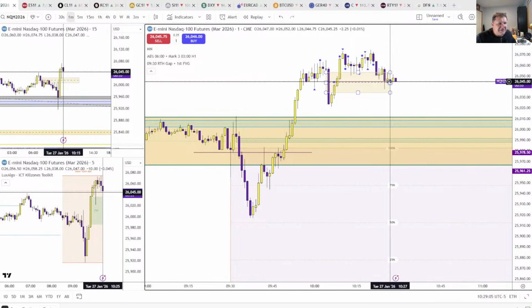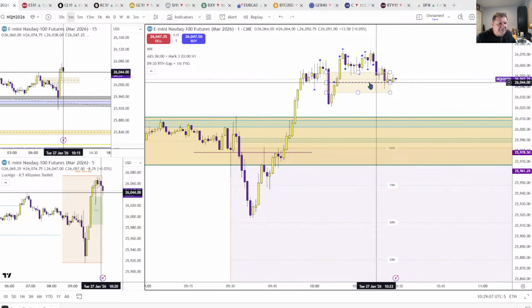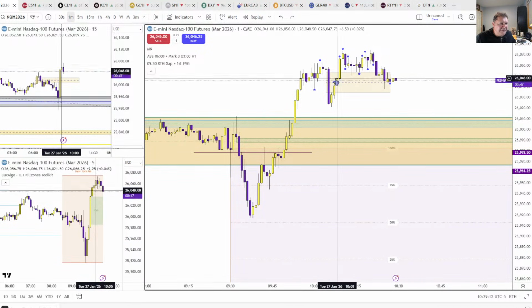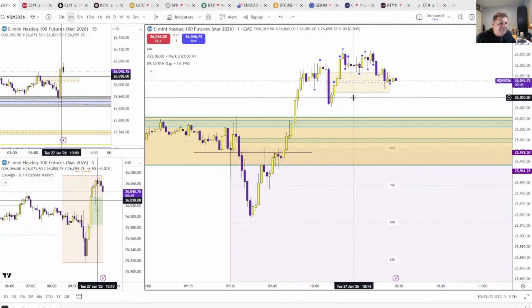So there's the mean threshold. That's the one I've been looking for earlier to tag. And now you want to see it really start to lift out of here. I want to see that portion stay open. But again, it's not worth taking a trade now. It's too congested in here.